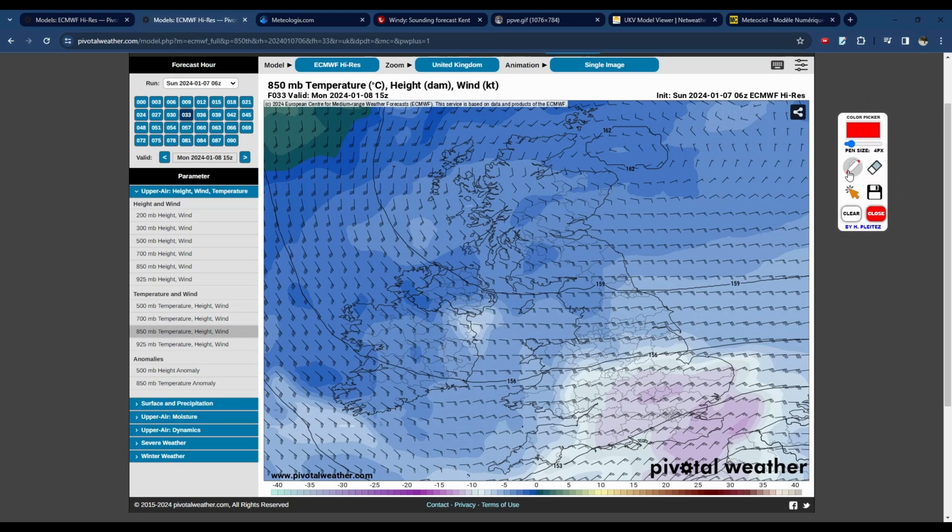And this chart right here just illustrates that point. This is the 850 millibar temperature chart. This is a pretty good indication for the air mass that we're seeing, and often gives you a good idea of what kind of weather will occur. And this is valid for Monday at 3 o'clock.